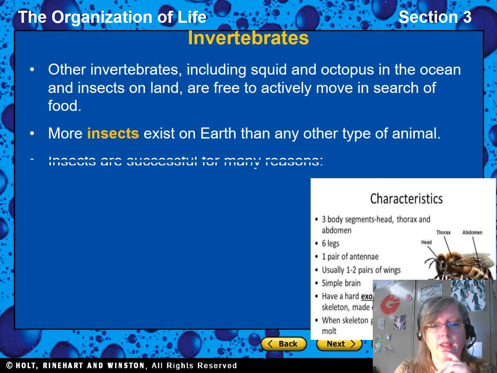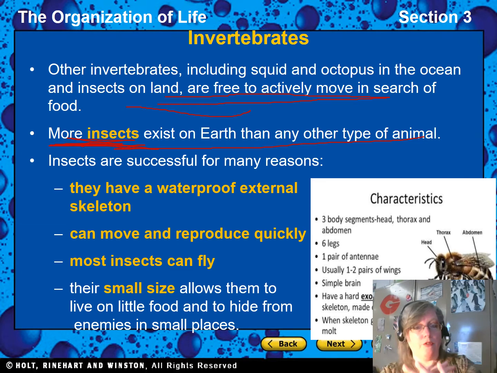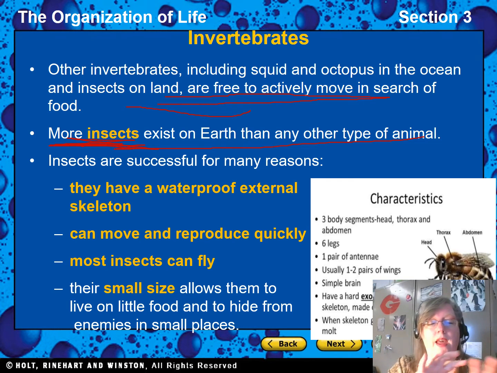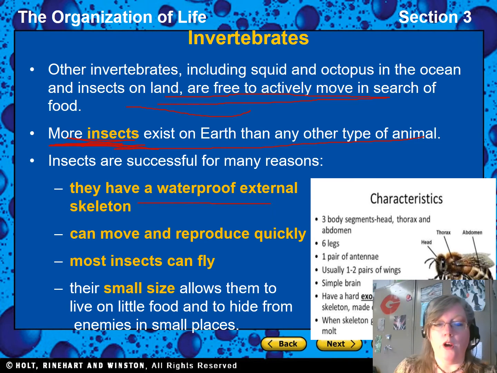Some more of the invertebrates, like squid and octopus and the insects on land, are free to move all the time. Some of the invertebrates can move around plenty. There are more insects on Earth than any other type of animal. So insects are an invertebrate. Remember, they have that waterproof exoskeleton. What makes them an invertebrate is they don't have bones, so the insects get around that by having a skeleton on the outside of them. So it's a waterproof exoskeleton.